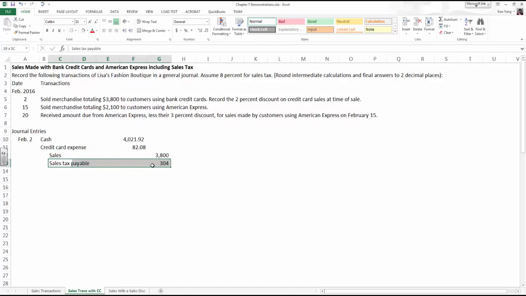Record your sales tax payable, because we know that that's 8% of the sale. Record your credit card expense. So your credit card expense is going to be the sales plus the $304, which is your sales tax, times 2%. That's going to be your credit card expense based on the sales and the sales tax. Now, once you have the $82.08 as the credit card expense, you can take $3,800 plus $304 minus the $82.08 to equal the cash that you will be receiving in. So basically, overall, take the amount that you're going to be receiving in, subtract your credit card expense, and that is the actual cash you'll get.